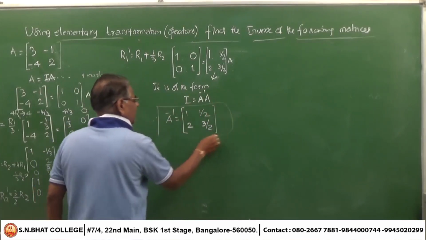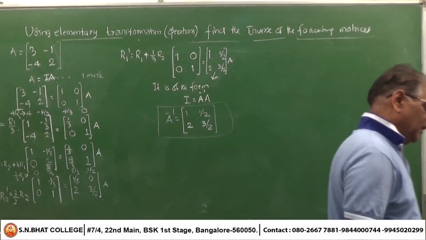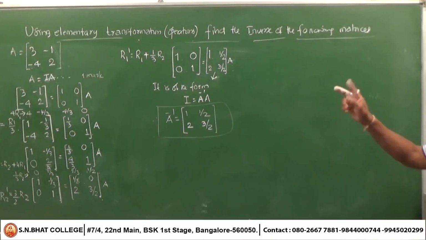3 marks question compulsory. Either this or express a square matrix A as the sum of symmetric and skew symmetric matrices. Out of these two, one will be asked for 3 marks.